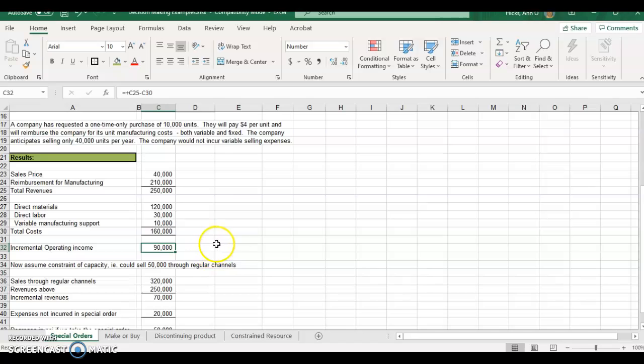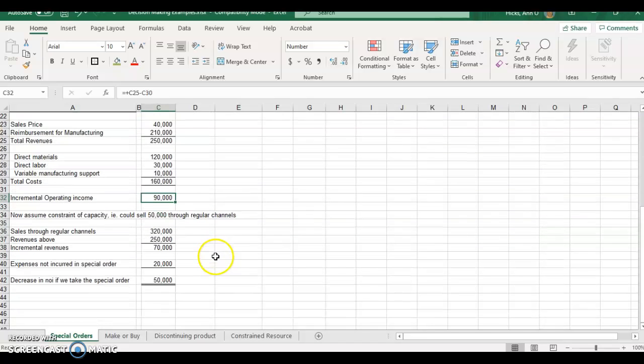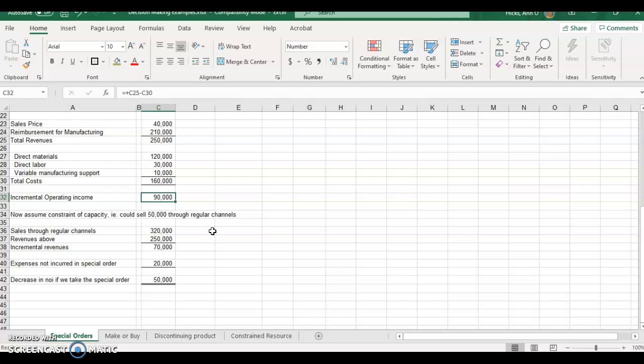Now, let's change the scenario just a bit, because in this scenario, we had the capacity to cover the special order without turning away any other customers. Now, let's assume instead that we actually think we can sell 50,000 units this year through regular channels. What that means is, to take this special order, we're going to have to turn away 10,000 units at our regular selling price. So notice what's going to happen.